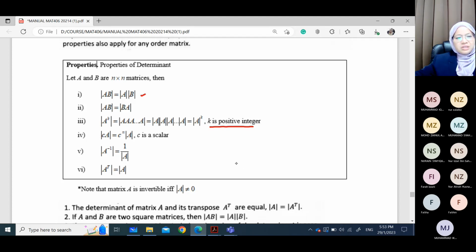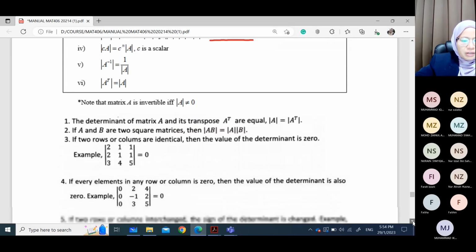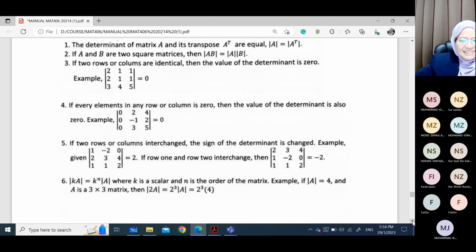So inilah properties bagi determinant. So make sure the matrix is a square matrix, n by n. Okay, so note the matrix A is invertible if and only if determinant of A is non-zero. Okay. Faham tak? Boleh ikut tak? So, ini adalah determinant.